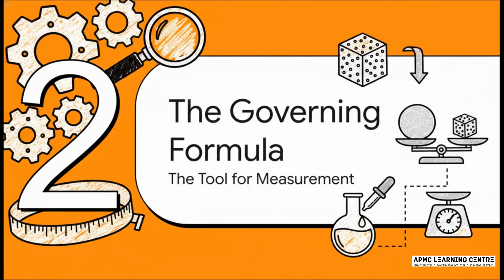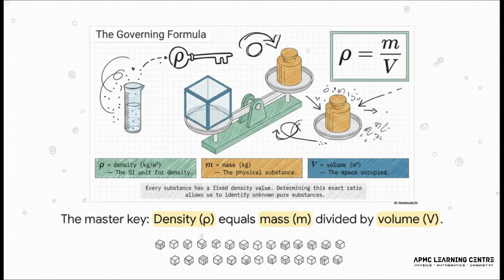So we have this kind of intuitive idea of compactness. But how do we turn that into a precise scientific tool we can actually use to measure things? Well, let's find out in our next section, the governing formula. And here it is. This is the master key to everything we've been talking about. This is the governing formula. Density, which we show with the Greek letter rho, is simply the mass of an object divided by its volume. Mass over volume. That's it.